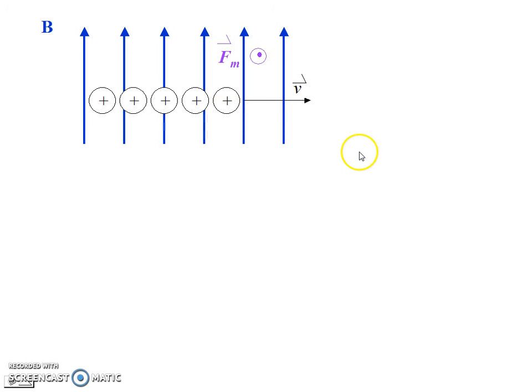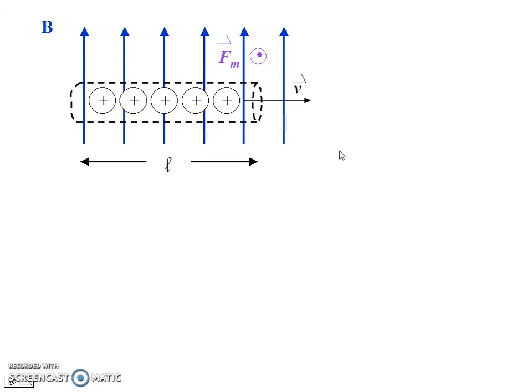So what if there's a whole bunch of positive charges that are all moving to the right? Maybe they're protons. That sounds like maybe a current. Let's draw an imaginary wire around all these positive charges moving to the right, a wire of length lowercase l.